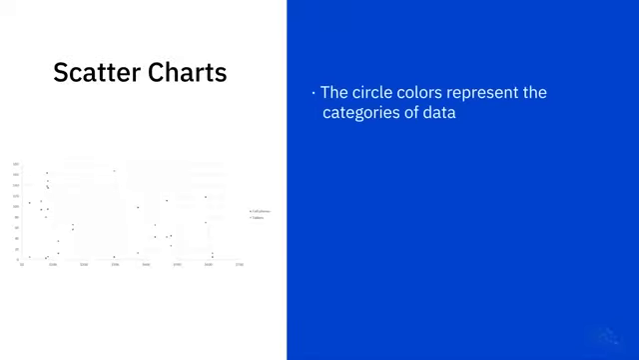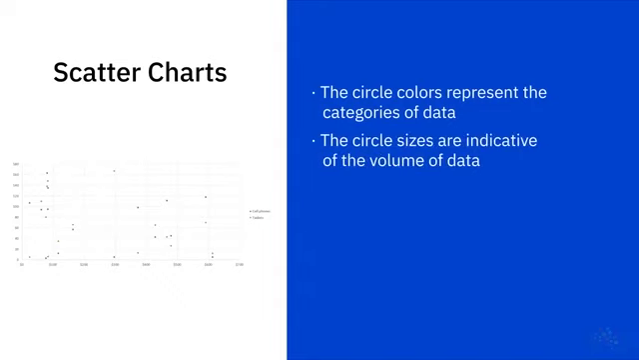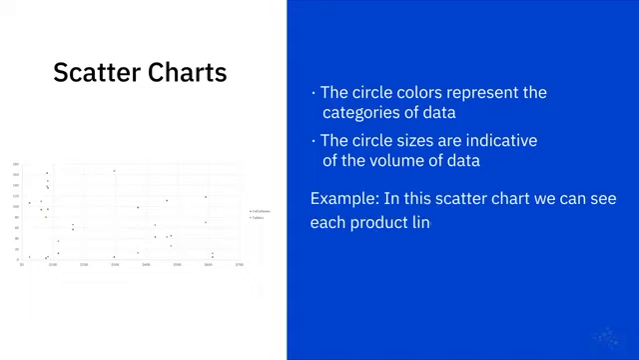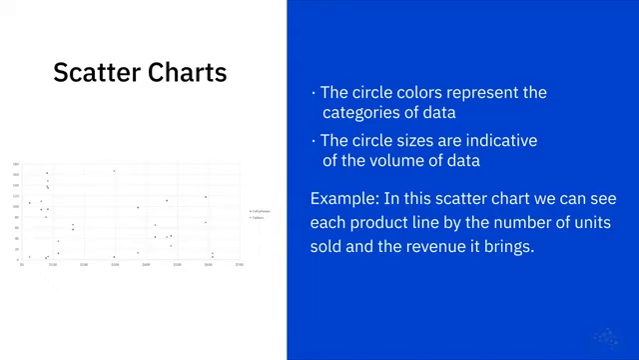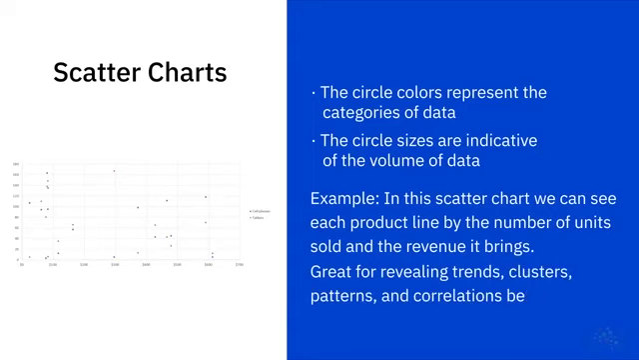Another exceptional chart is the scatter chart. In this type of chart, the circle colors represent the categories of data, and the circle sizes are indicative of the volume of data. For example, in this scatter chart, we can see each product line by the number of units sold and the revenue it brings. A scatter chart can be great for revealing trends, clusters, patterns, and correlations between data points.